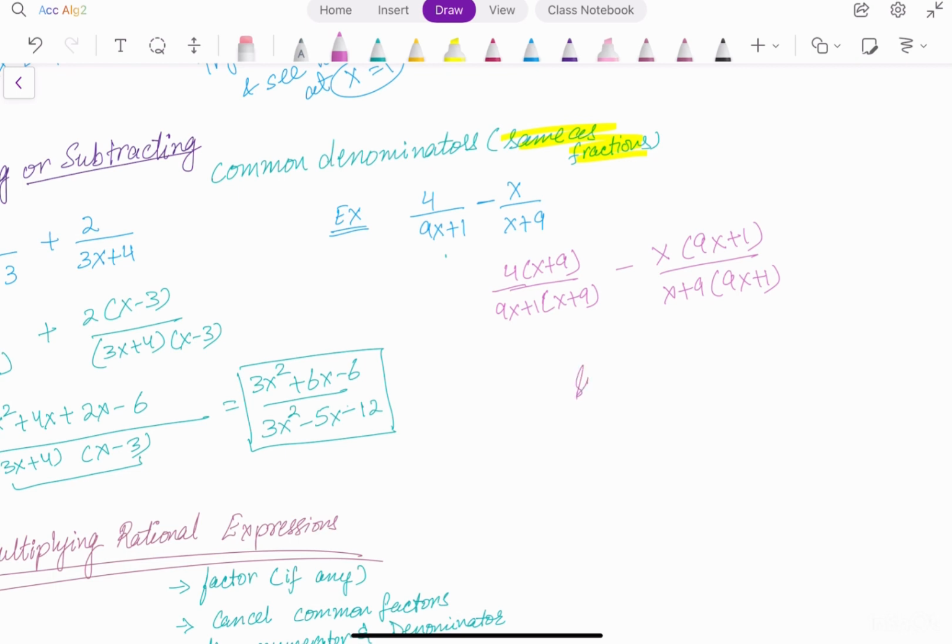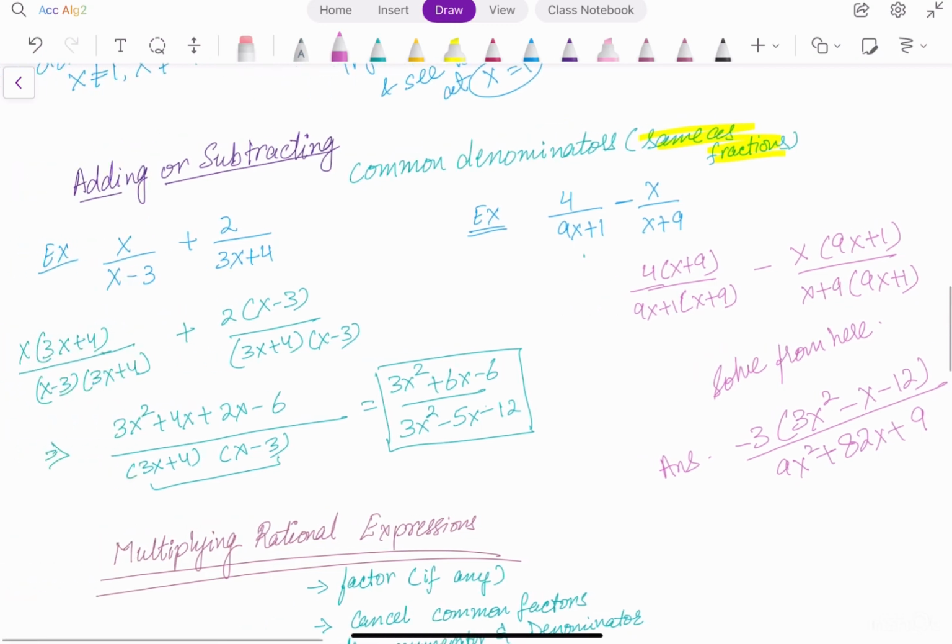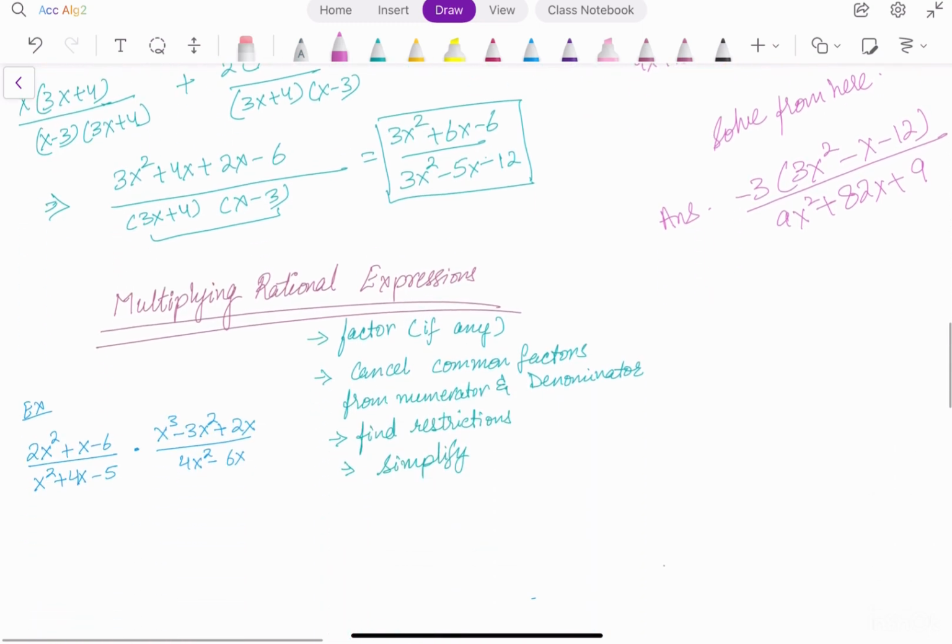Let's simplify it again. We will write the fraction only one time. I have helped you to set this equation up. Try to solve it on your own, and check your answer. Your answer should be this: negative 3 times (3x squared minus x minus 12), everything over 9x squared plus 82x plus 9. Try. You have the whole entire setup. You just have to simplify the numerator and simplify the denominator together.